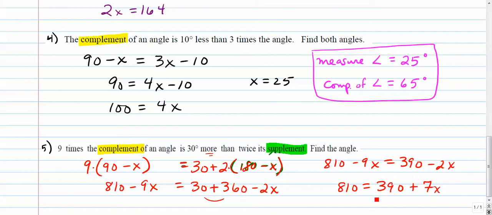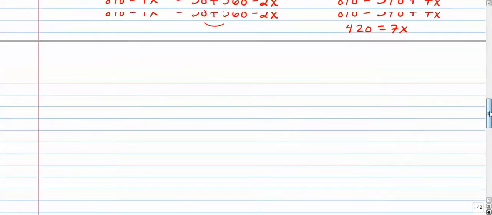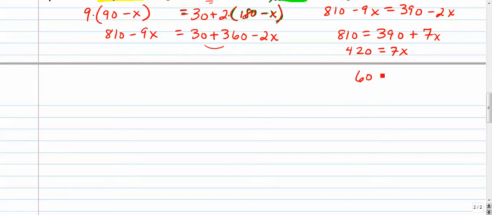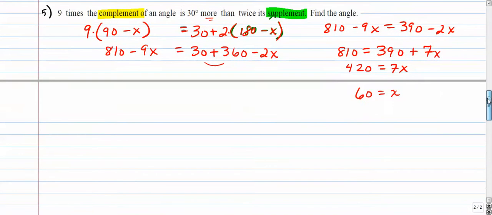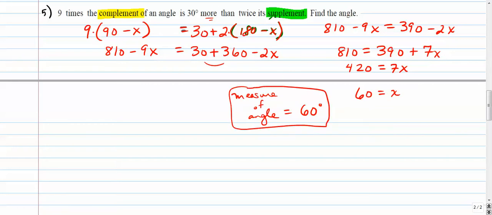Alright, we're going to subtract 390 from both sides. When we do that, we get, I think, 420 equals 7x. And then we're going to divide by 7. When we divide by 7, we get 60, I believe. Alright, so the question again was asking to find the angle. Well, the measure of the angle is exactly what we just found, 60 degrees. And we're finished. That's all it's asking for, so we're done.